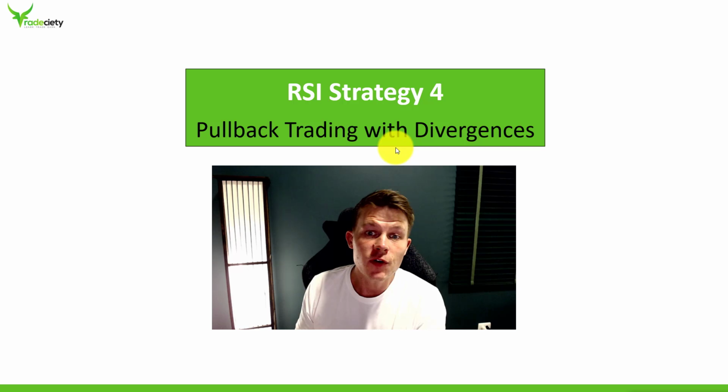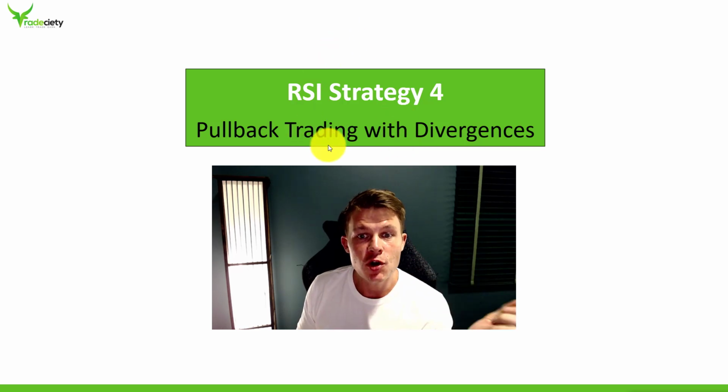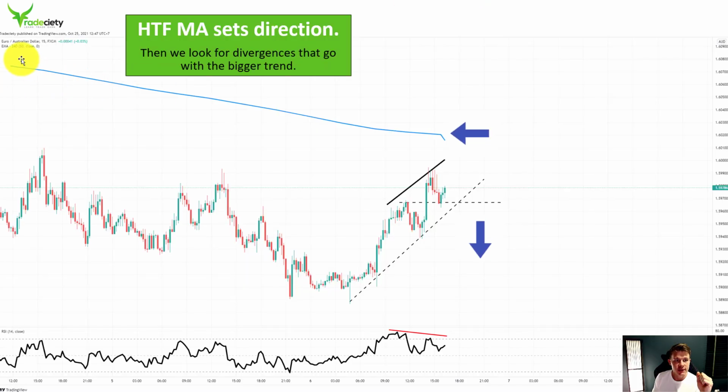The fourth RSI strategy is a pullback trading and divergence approach. So this is going to be really interesting. And for that, we are going to add another moving average to the chart. So we're using a higher time frame moving average. The price action comes from the 15-minute price chart, and the moving average comes from the 4-hour. It's a 50 period EMA, as you can see here in the top left.